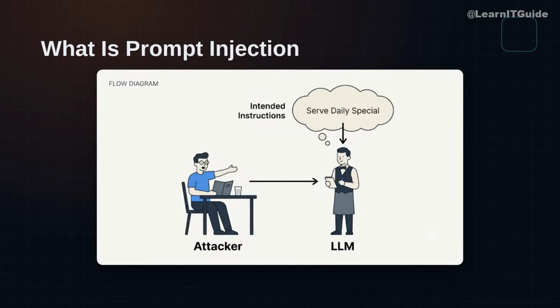What is prompt injection really? It is the act of manipulating an LLM to deviate from its intended behavior. Think of it like a waiter at a restaurant. Your LLM is the waiter, trained to only serve the daily special. An attacker is a customer who hands the waiter a fake note signed by the manager, telling them to give away the entire inventory for free. The waiter follows the note because it sounds like a command. That is exactly what happens when an LLM receives a malicious prompt.